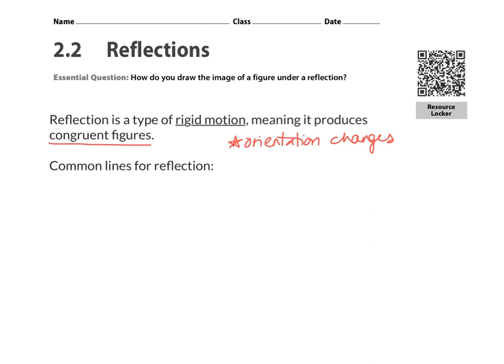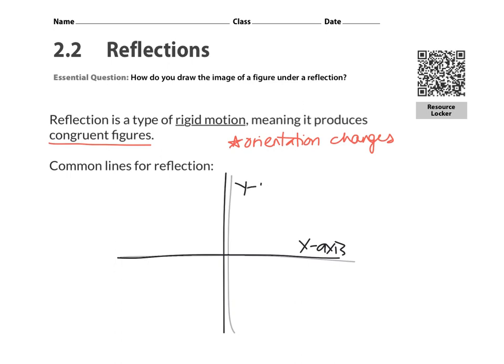So common lines for reflection, you know some of these. I'm going to draw myself a little coordinate plane here, and then I'm going to show you some of the lines that you're going to see really regularly. All right, so coordinate plane, some common lines for reflection. First of all, the x-axis, that's something that's really common to reflect across. We've done that before. The y-axis as well. Sorry, I'm not drawing this super well.